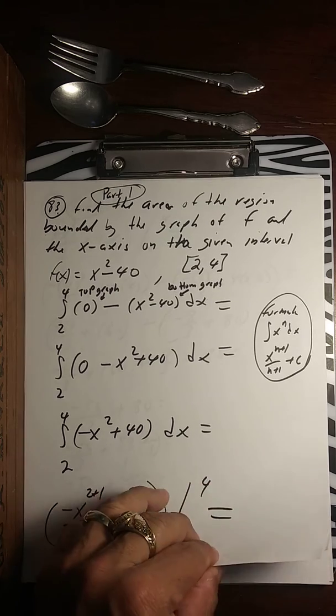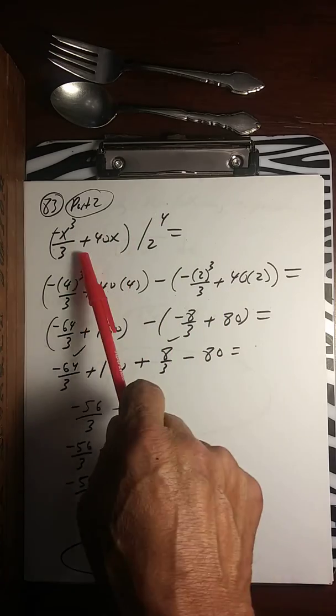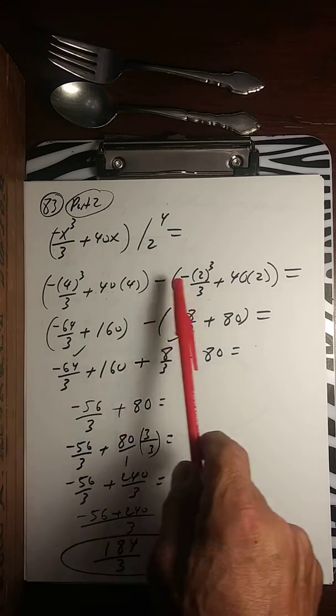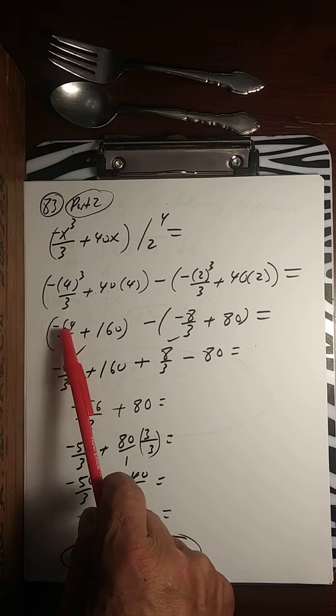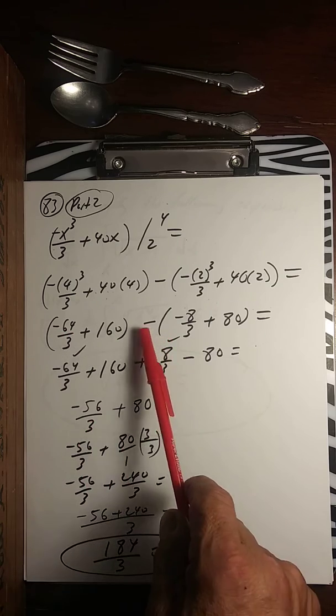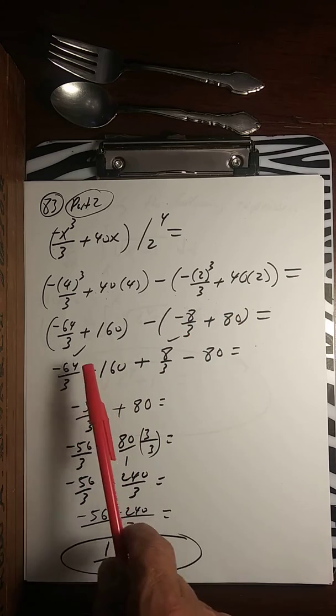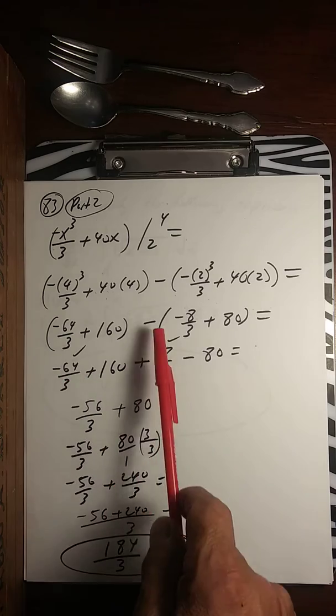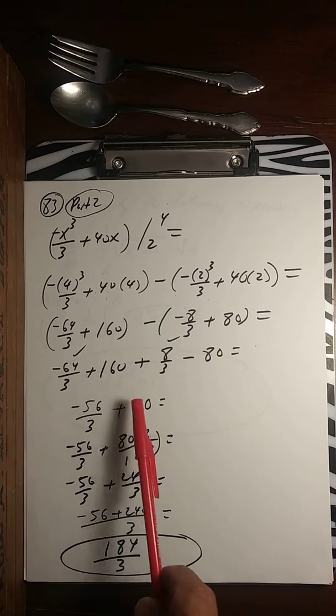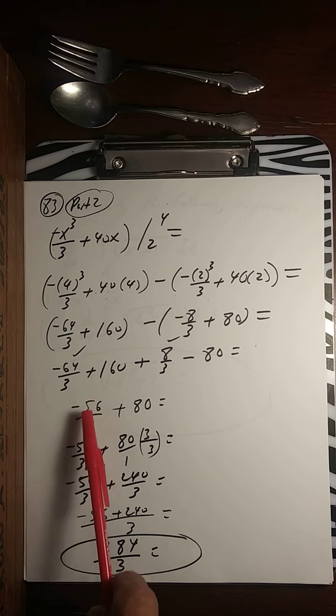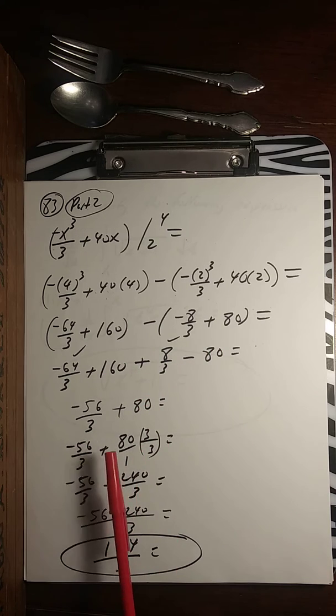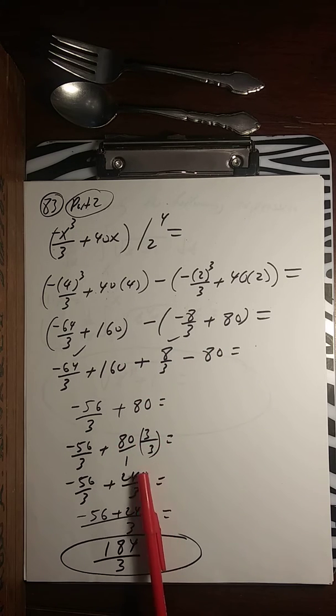So now put the numbers in. We put 4's in there, 2's in there. That's going to be 64 over 3 negative plus 160, minus negative 8 over 3 plus 80. So it's going to be this number plus this, plus and minus. Put this together, 56 over 3, that one together. Now multiply by 3, you have 243, and this one together. This right here is going to give you 184 over 3. That's it, leave it alone.